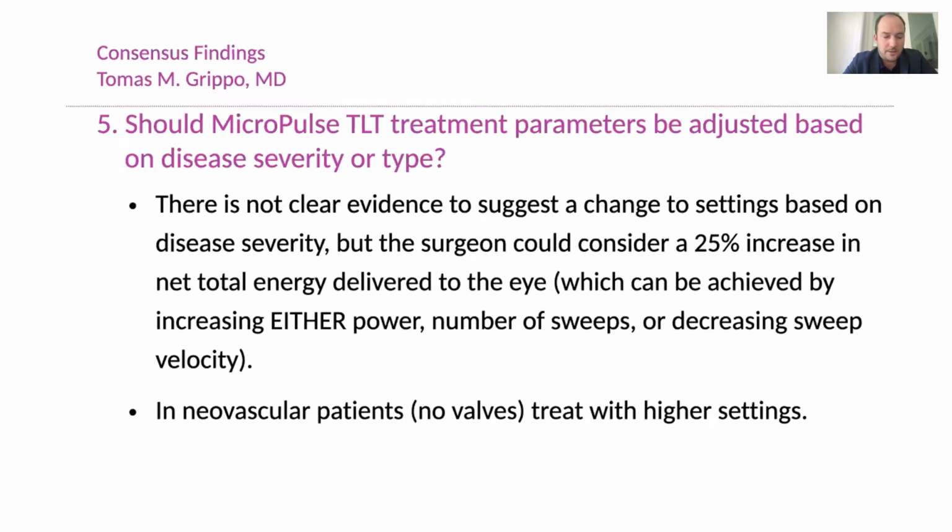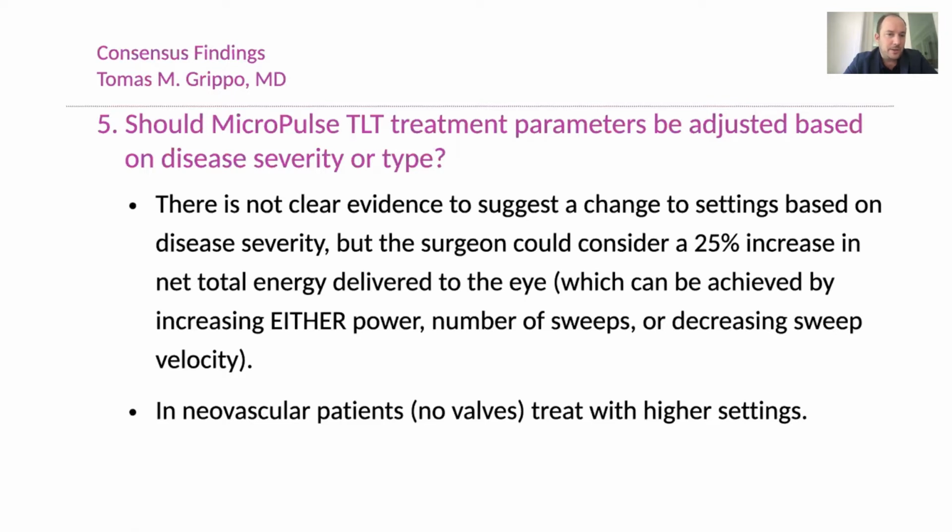But the question then arises: on which patients should we actually use higher settings? Even though the evidence at the very beginning wasn't that clear, there is more and more evidence showing up that may point to specific scenarios. One of those scenarios is, should we treat people with more severe disease more aggressively? There is actually not clear evidence to suggest a change to settings based on disease severity. But most of us would consider increasing our settings up to 25%.